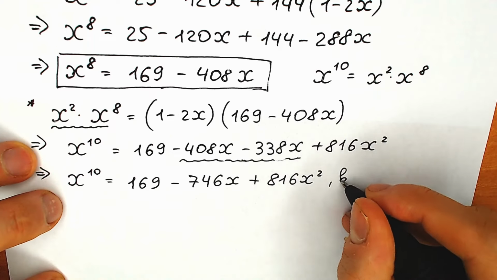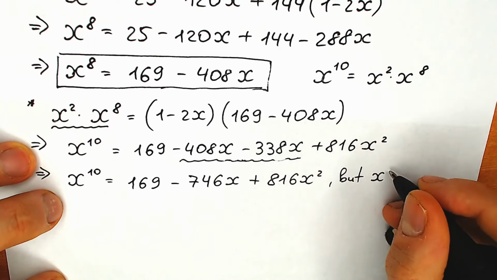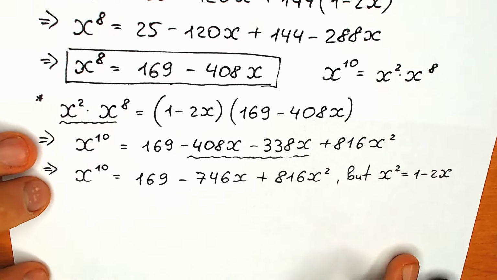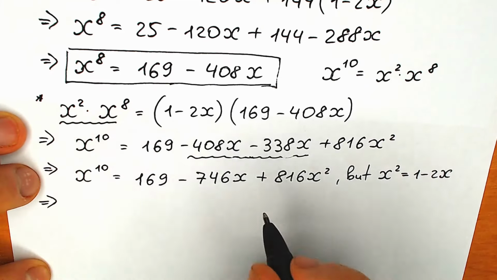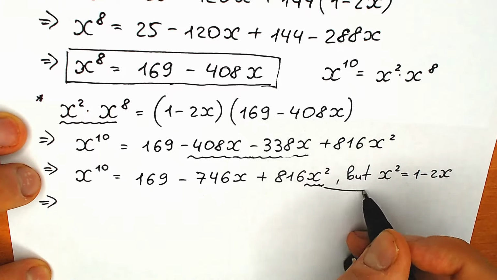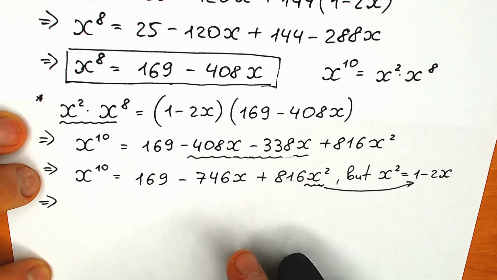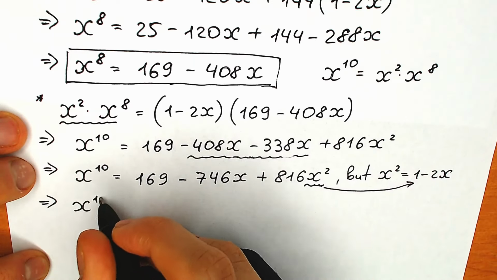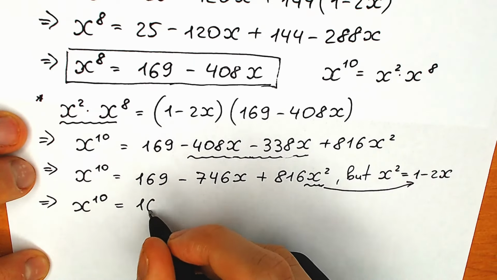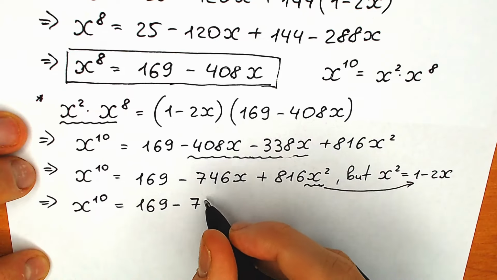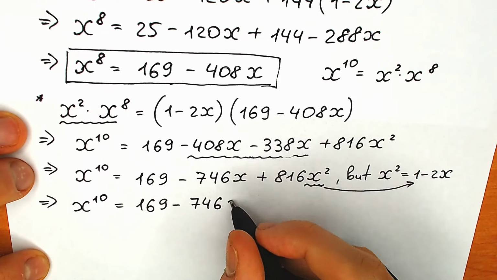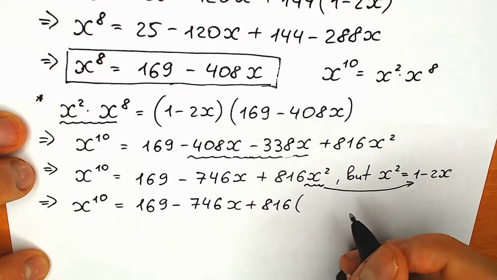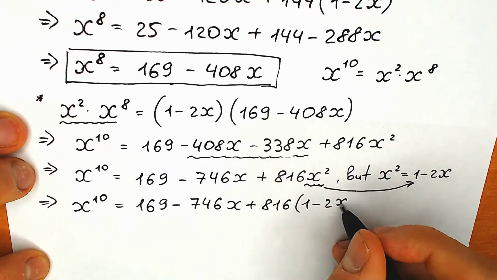So x squared equal to 1 minus 2x, and right now let's plug it in. We have x to the power 10, so we're going to plug it in right here. Instead of this x squared, we plug in 1 minus 2x. The same logic, the same algorithm as we did before. So x to the power 10 equal to 169 minus 746x plus 816 times x squared, equal to 1 minus 2x.